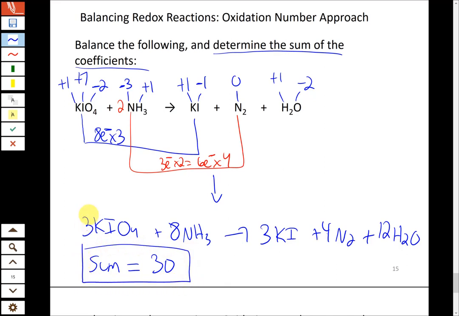So we get some pretty big coefficients. This one would not be very easy to balance by inspection, but if you follow the oxidation number approach, we're able to get those coefficients pretty easily.